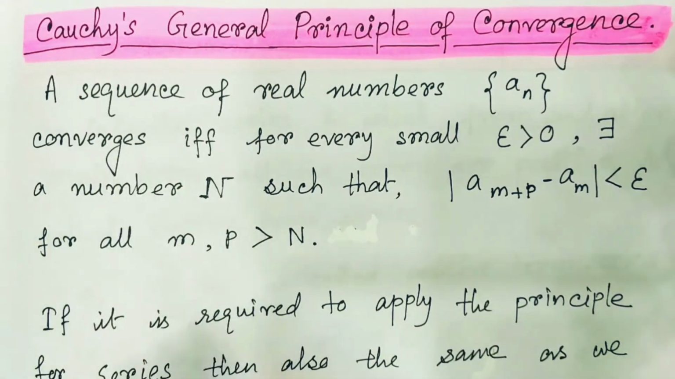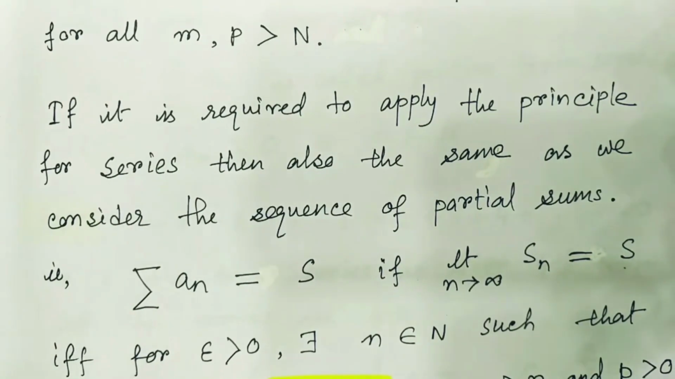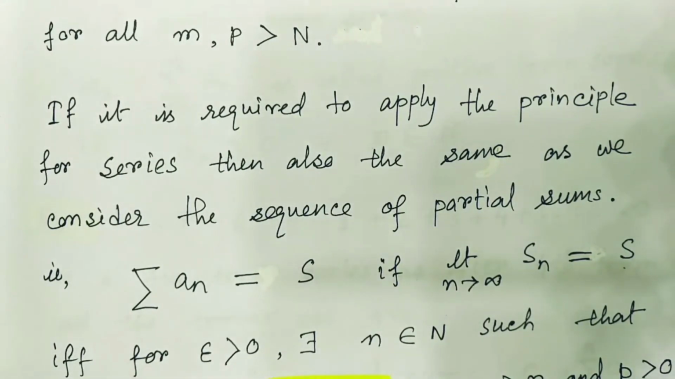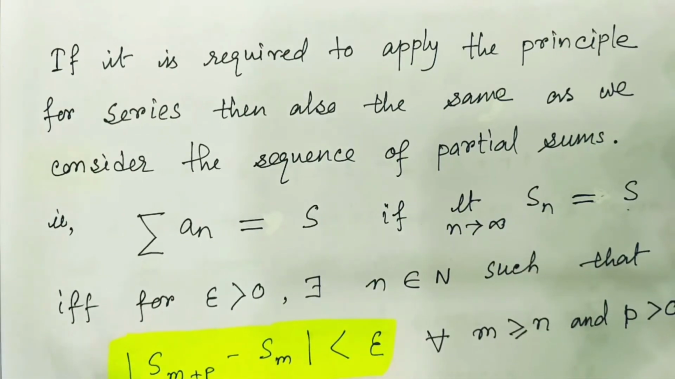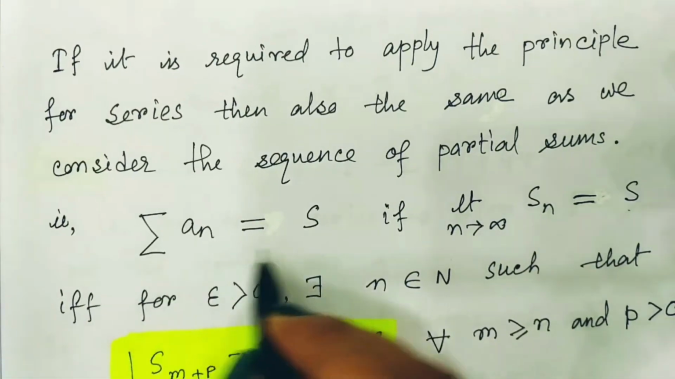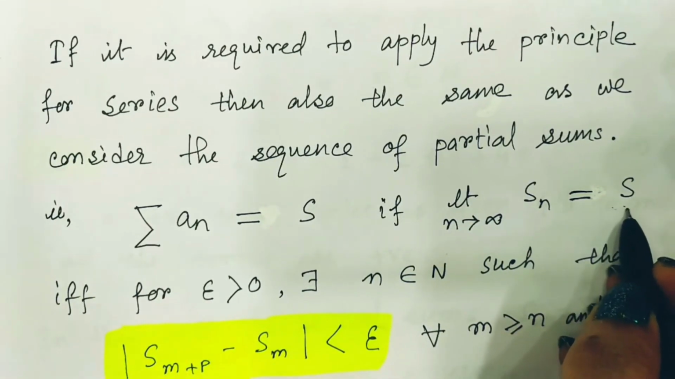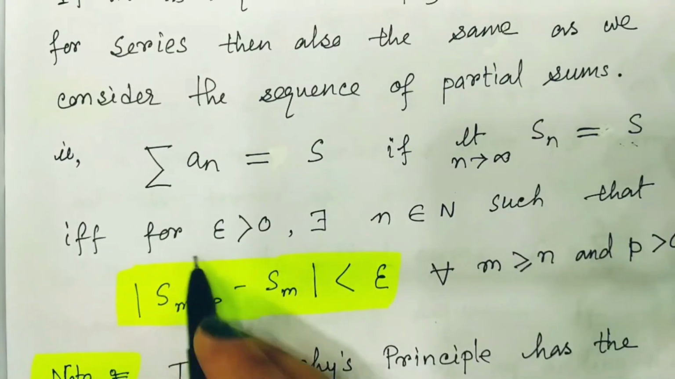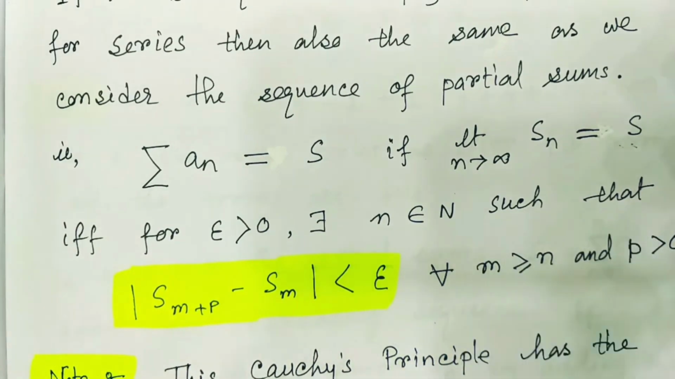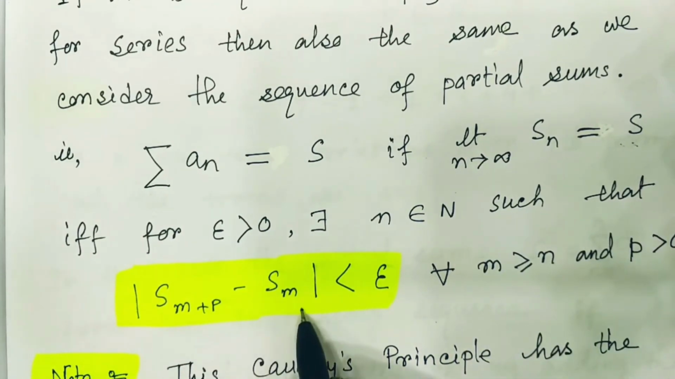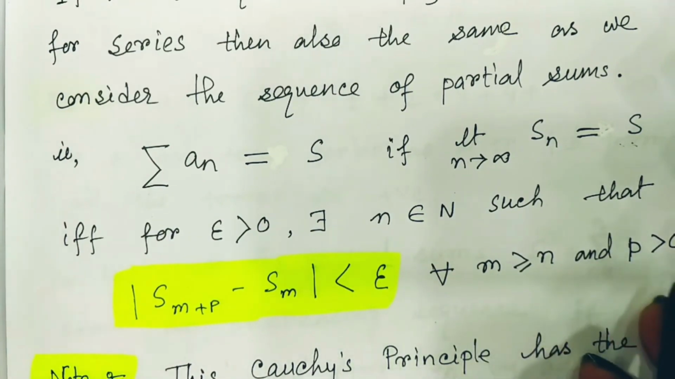The same thing we can apply for the series also. If we require to apply this principle for the series, then at first we find out the partial sum of the given series. After that, if the given series is converging to the value s, then its partial sum definitely converges to the value s if and only if for epsilon greater than 0, there exists N belonging to the natural numbers such that mod of S_(m+p) minus S_m is less than epsilon for all m greater than N and p greater than 0.